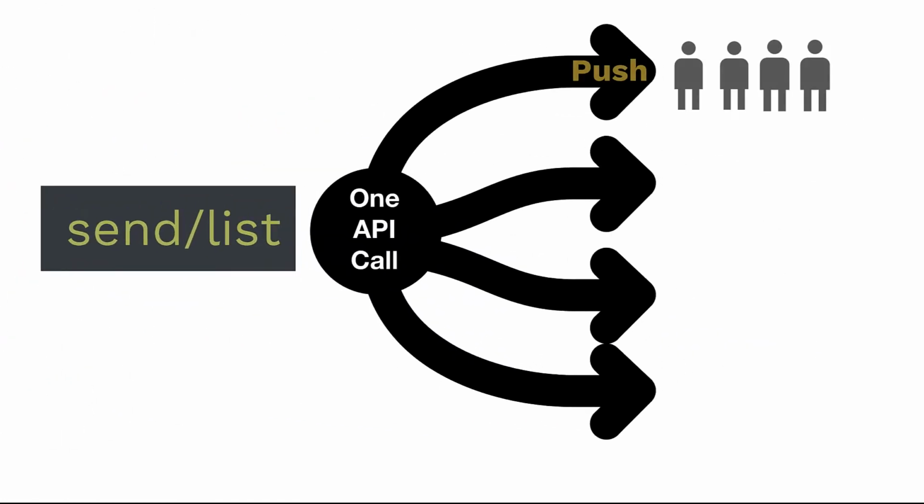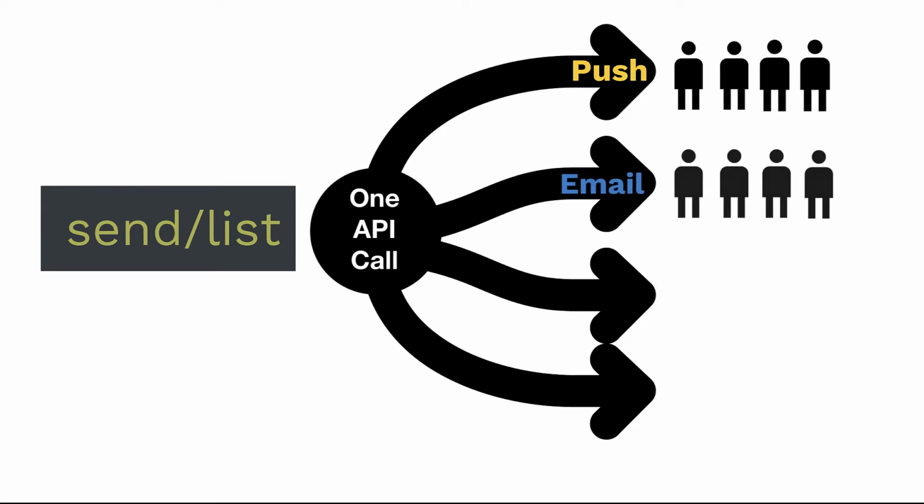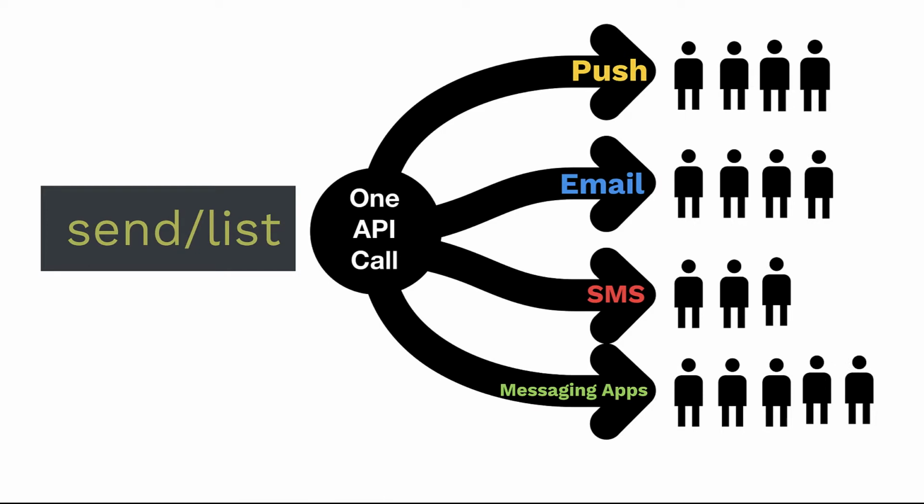When you send to a list, Courier handles the message fanout, following user preferences and your channel priorities to deliver across push, email, SMS, messaging apps, and more.